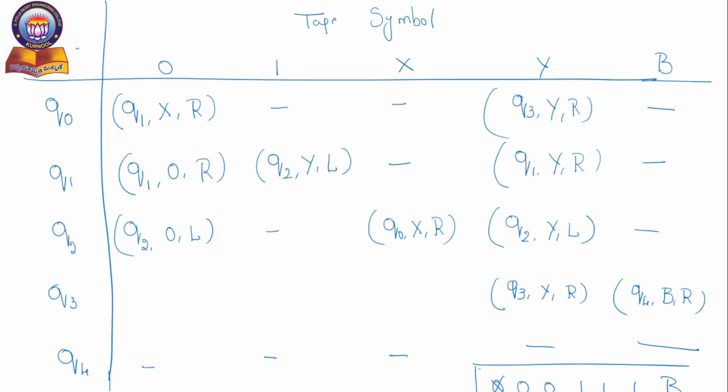So Q3 over the blank symbol enters into Q4, that blank is kept as the blank only, and we will move one cell towards the right and the string is said to be accepted. After entering into the final state Q4, there are no further movements. So on 0, 1, X, Y, B, I kept dash. Why? Because all these movements are not possible, they are invalid. So this is the logic of this design.